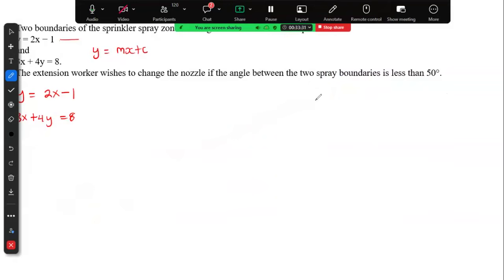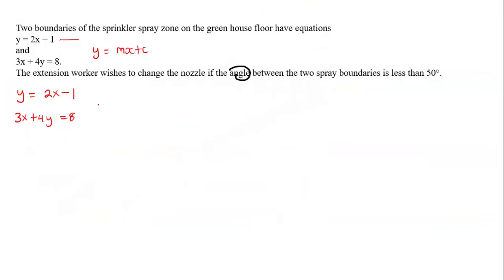So when you look at the question, they told us that if the angle between the two lines... so that's why we have gone on to find the angle. I'm going to first express each of these two lines in the form y equals mx plus c. The second line is not in this form, so you have to first express it in that form. So we shall have 4y equals negative 3x plus 8.